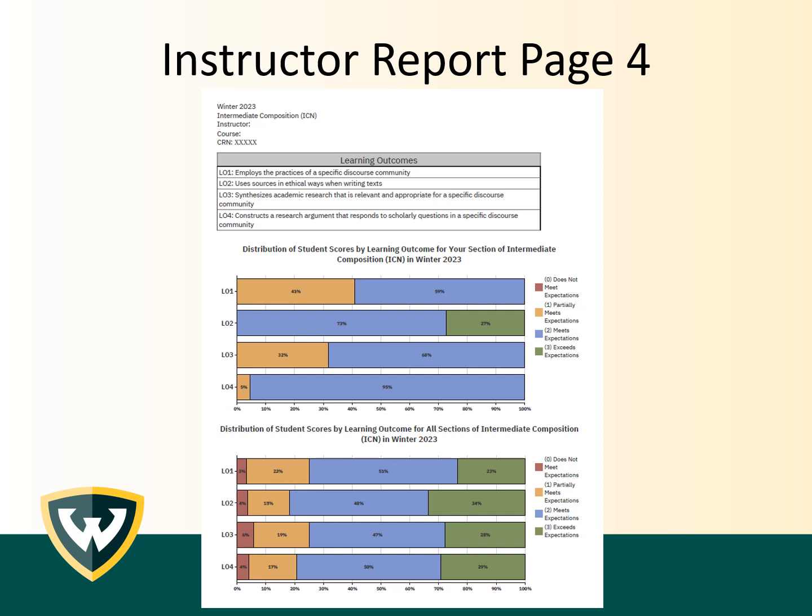However, 23% of all ICN students exceeded expectations for learning outcome 1, but the instructor of this course determined that no students exceeded expectations. The instructor of this course found more students partially met expectations at 41% compared to all ICN students at 22%, but placed none in the does not meet expectations category compared to all ICN students at 3%.